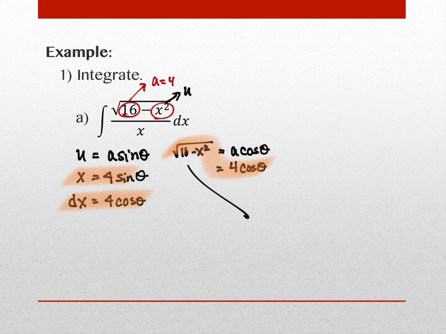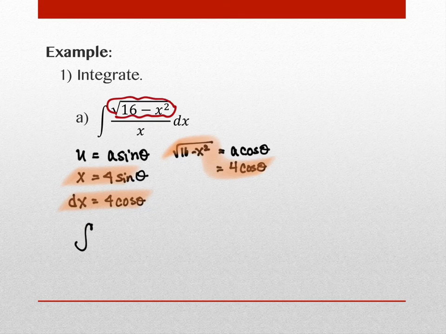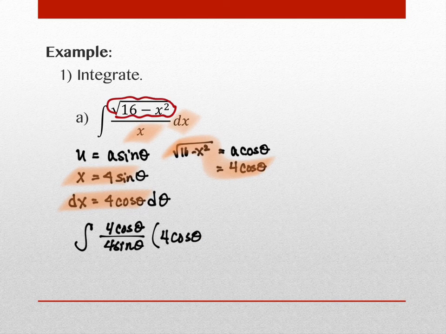So I'm going to replace them in the original function. That's not what I meant to do. Let's try that again. Try it one more time. So the piece that's on top, this piece, will become what? 4 cosine of theta. The piece on bottom, here, x, will become what? 4 sine theta. And the piece at the end, dx, will become what? 4 cosine theta, and I should have put a d theta here. That's me being sloppy, so please include that. 4 cosine theta d theta.